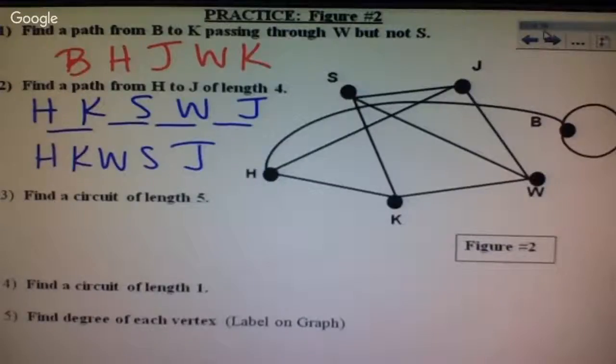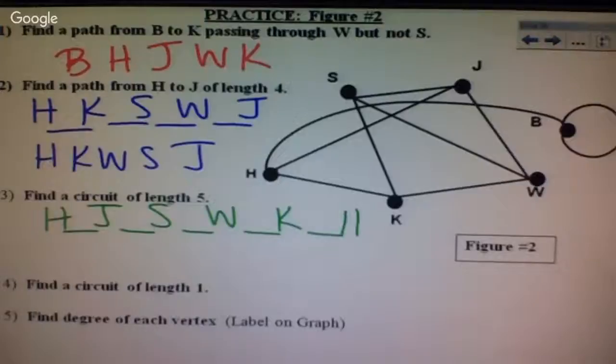Okay, a circuit of length 5. You can start anywhere your little heart desires. H. Okay, so H to what? H to J. J to S, S to W, W to K, K to H, and back to H. Okay, again, this is a circuit. So your most important thing is, do I start and end at the same spot?